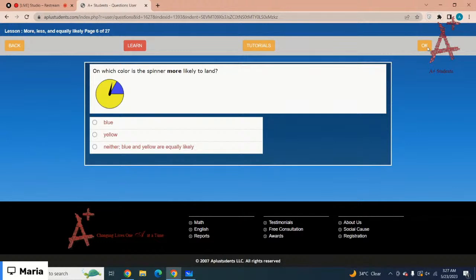It would be on yellow. Got it? Because the yellow portion is more than blue, so it is more likely to land on yellow.